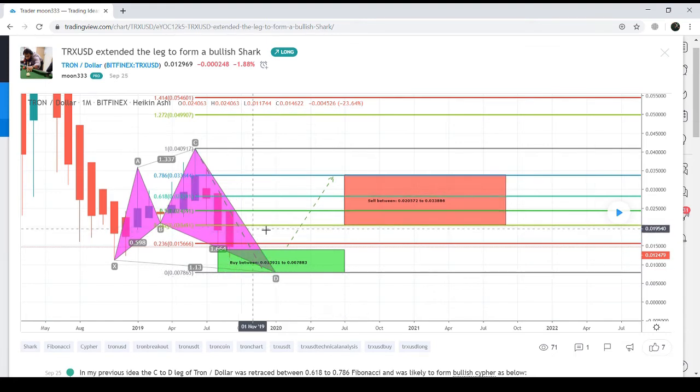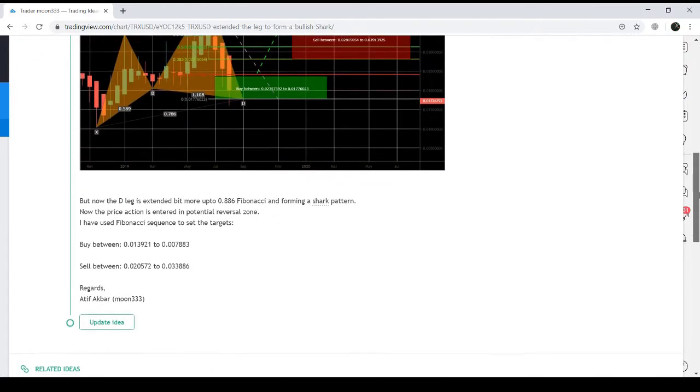Now here the shark pattern is completed and the profit margin is also increased. Now this trade can produce up to 329% profit. But if the price action will take the bullish divergence from this point, then it can give us up to 160% profit. But if we'll be successful to buy from here, then we can earn up to 329% profit. I've set my sell targets using Fibonacci sequence, and that is the CD Fibonacci projection from 0.382 up to 0.786 Fibonacci. You can see these targets very clearly in the chart description here.